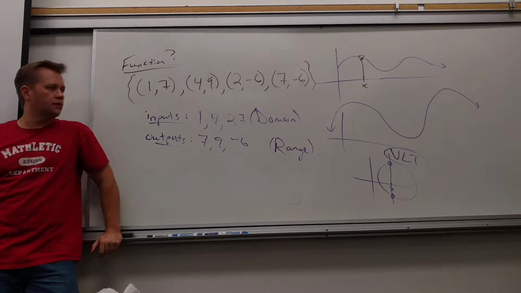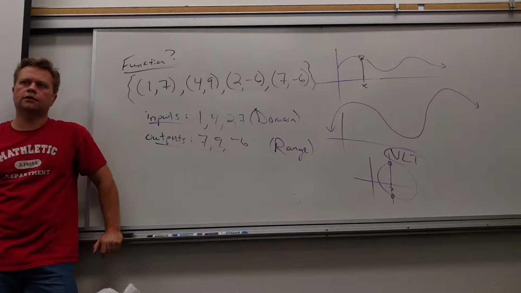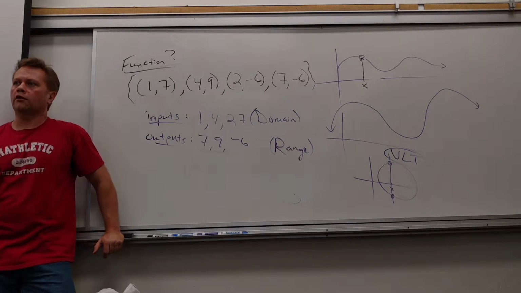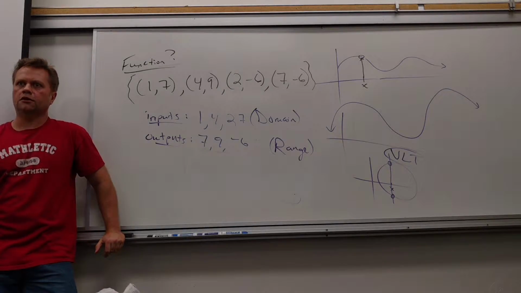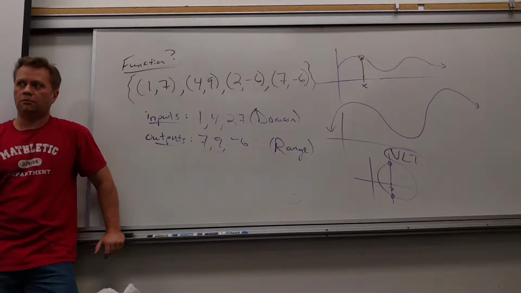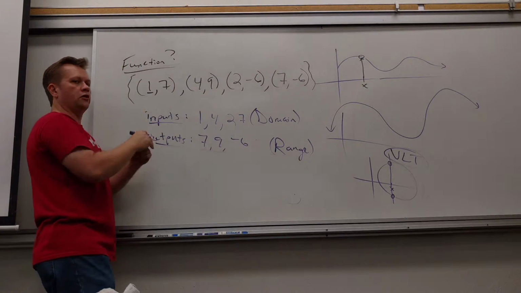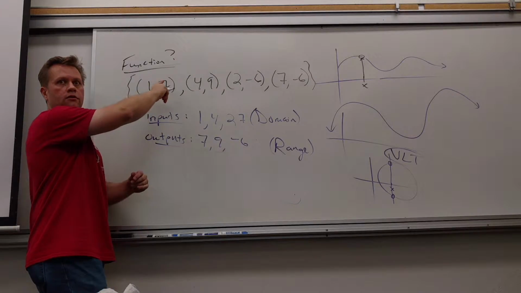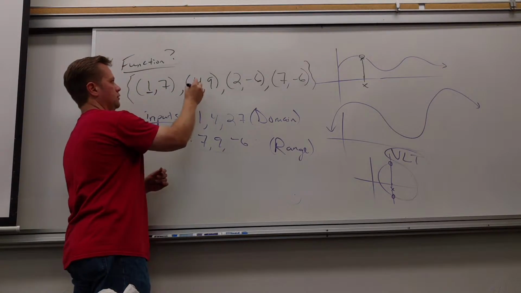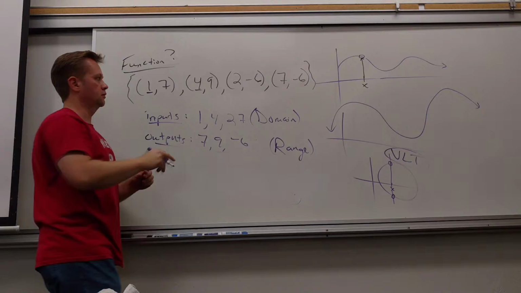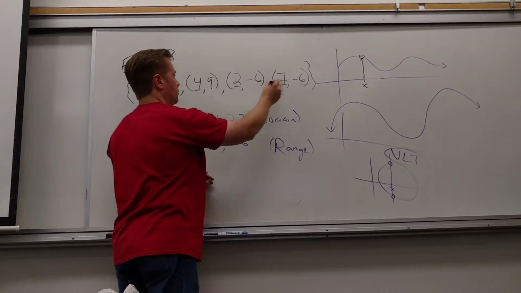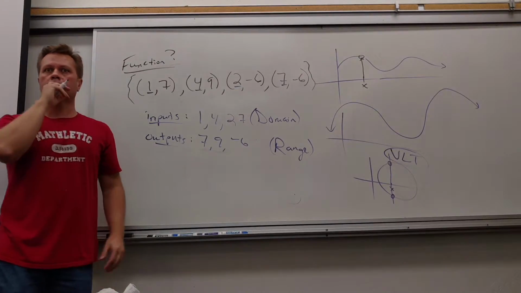Now, if you think this is not a function, why do you think it's not a function? No, -6 has nothing to do with it. Because what are you looking for? For every input, there can be only one output. So, does 1 have more than one output? No. 1 only goes to 7. Does 4 have more than one output? No. Does 2 have more than one output? No. Does 7 have more than one output? No. Do you guys see that?